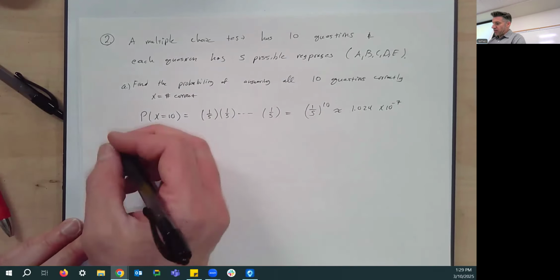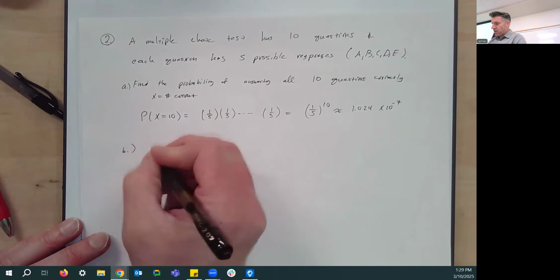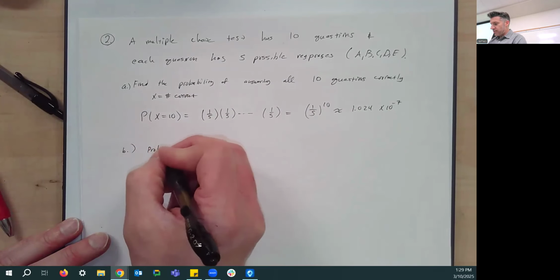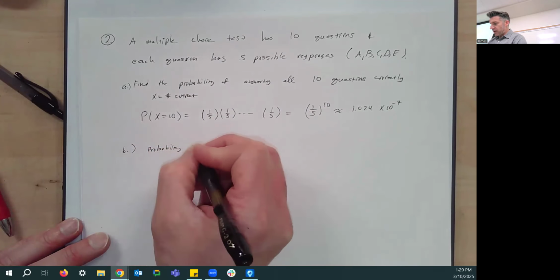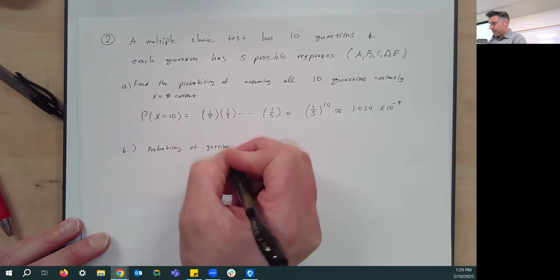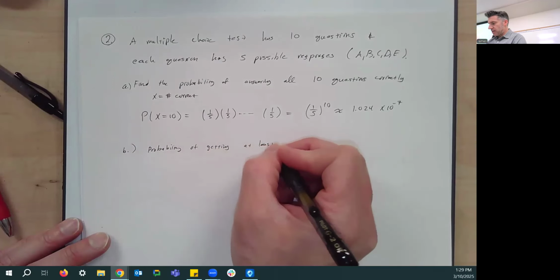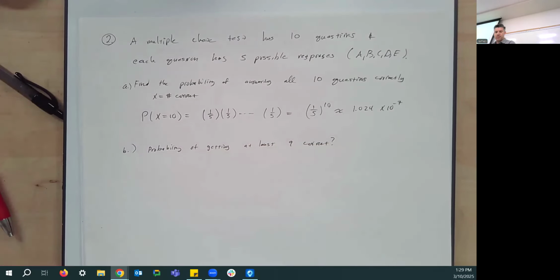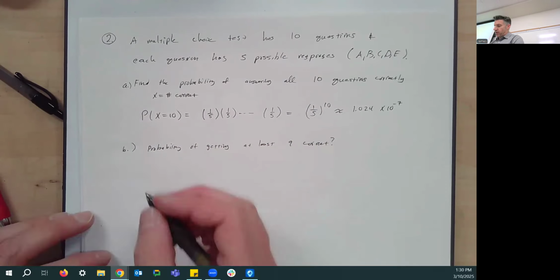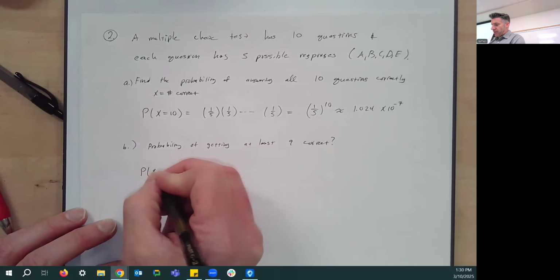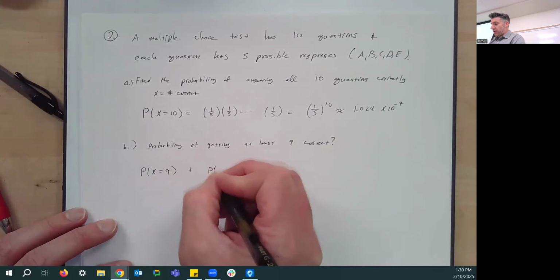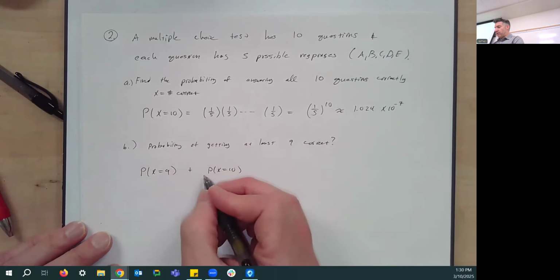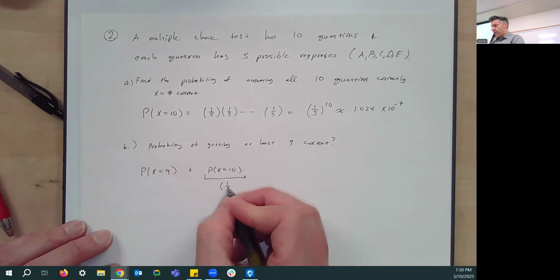Okay. Here's a more interesting question. What's the probability of getting at least 9 correct? Well, this problem's a little more interesting because first of all, we're going to be adding 2 things together. The probability of getting 9 plus the probability of getting 10. We already know what this part's going to be. This part's going to be 1/5 to the 10th.